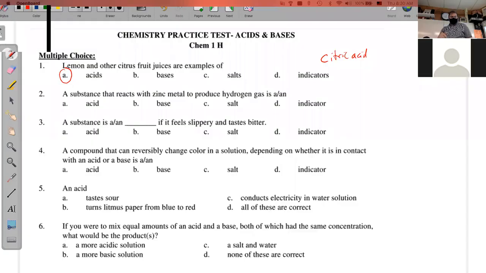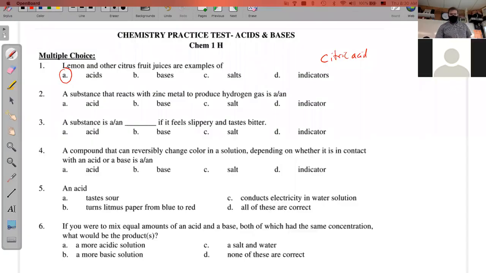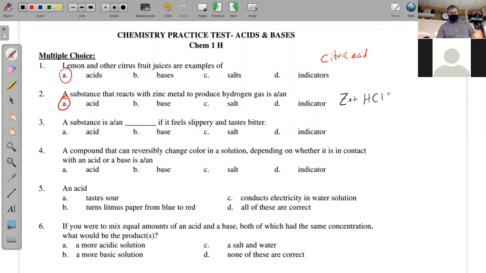All right, substance that reacts with zinc to produce hydrogen gas is what? Well, it turns out that acids react with metals. So that reaction is zinc plus some kind of an acid. You don't know what kind of acid, and it really doesn't make a difference. But maybe it's like HCl. As a result of that, we get some kind of salt.